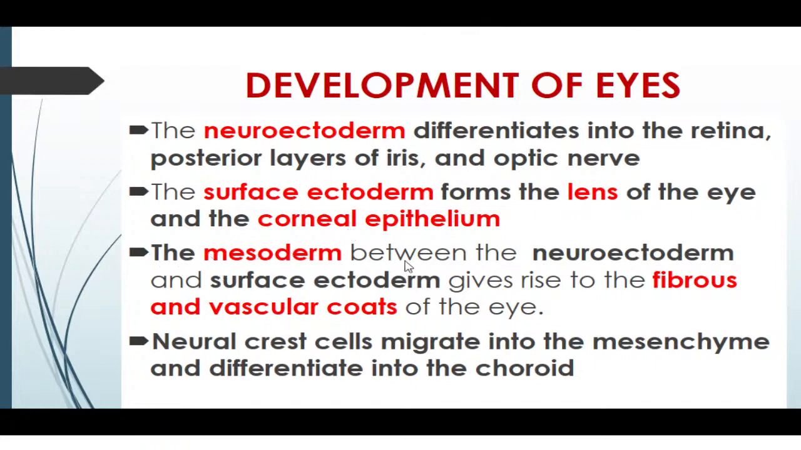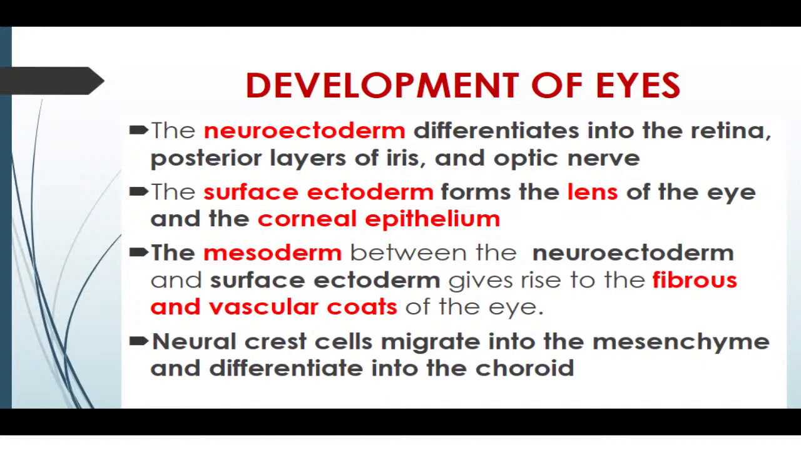The mesoderm between the neuroectoderm and surface ectoderm gives rise to the fibrous layer, tunica fibrosa, and the vascular layer of the eye, tunica vasculosa. They are derived from mesoderm, but originally it is ectomesenchyme. All types of mesenchyme in the head arise from the neural crest.